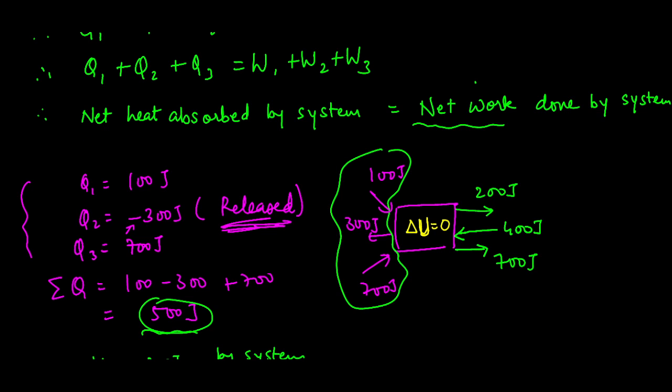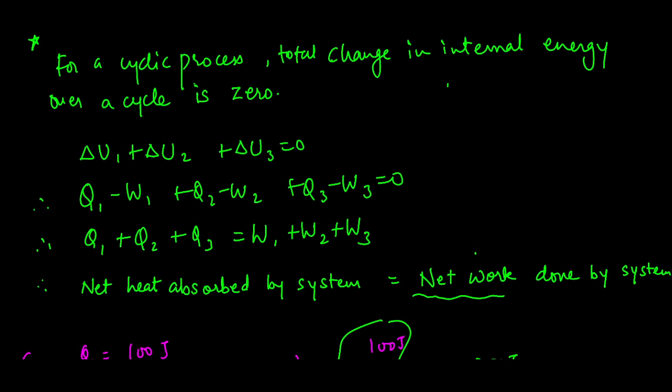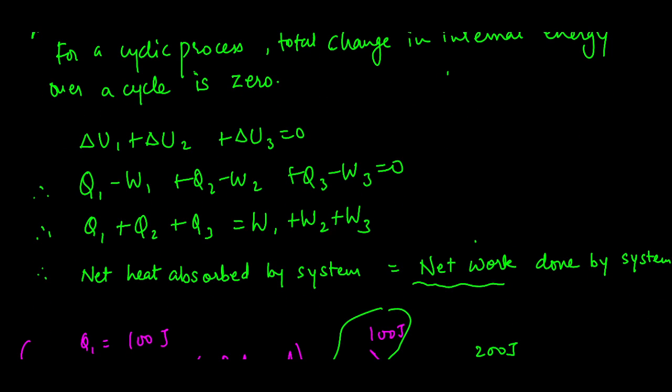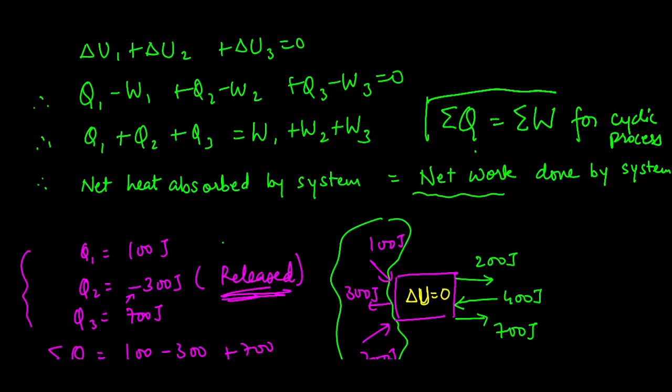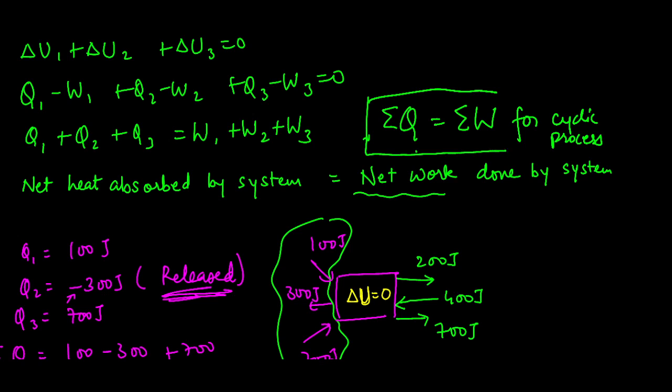Okay, nevertheless, this is what we have for a cyclic process. So remember this especially. If you want to write it briefly, just write this: sigma Q equals sigma W. Treat it like a formula, for what? For a cyclic process. Sigma Q equals sigma W for a cyclic process. Delta U equal to 0 is already there. Total delta U is 0 for the whole cyclic process. Fine, understood all this?